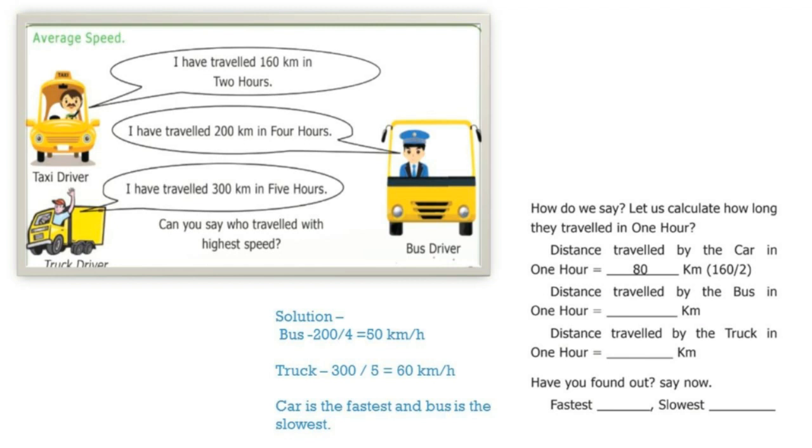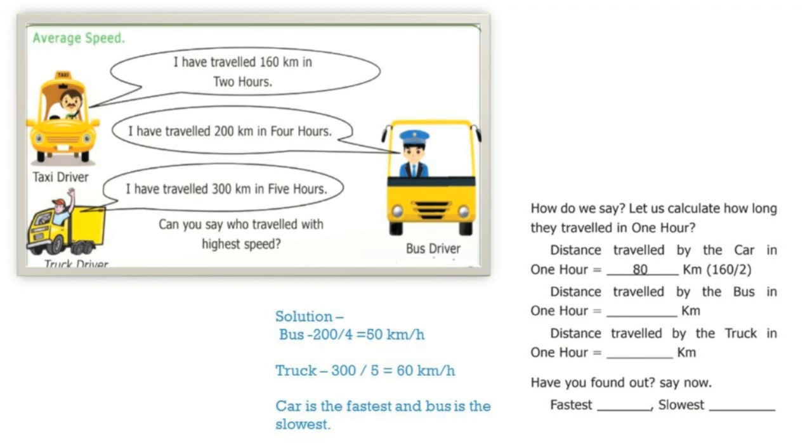So, the distance traveled by the car is 160 kilometers and the time taken is 2 hours. So 160 by 2 is 80 kilometers per hour. Then the distance traveled by the bus is 200 kilometers and the time taken is 4 hours. So 200 by 4 is 50 km per hour. Then the distance traveled by the truck is 300 km and the time taken is 5 hours. So 300 by 5 is 60 km per hour.